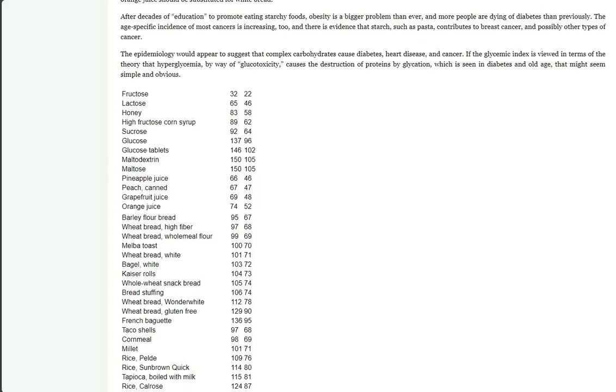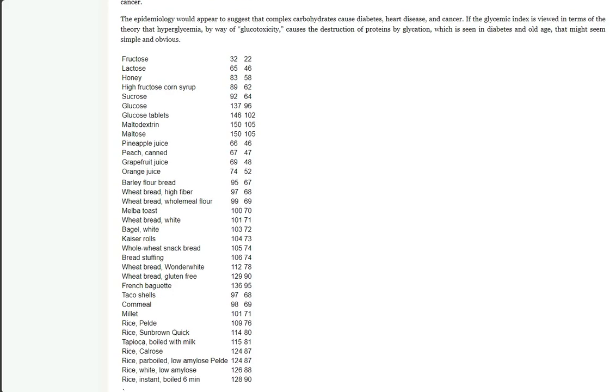After decades of "education" to promote eating starchy foods, obesity is a bigger problem than ever, and more people are dying of diabetes than previously. The age-specific incidence of most cancers is increasing too, and there is evidence that starch, such as pasta, contributes to breast cancer, and possibly other types of cancer. The epidemiology would appear to suggest that complex carbohydrates cause diabetes, heart disease, and cancer.